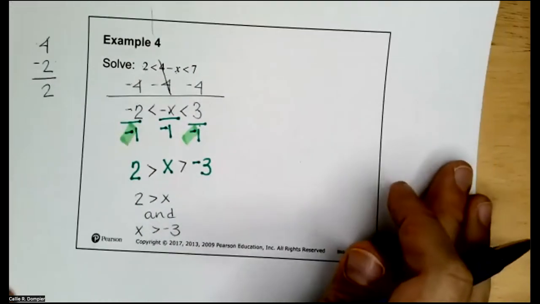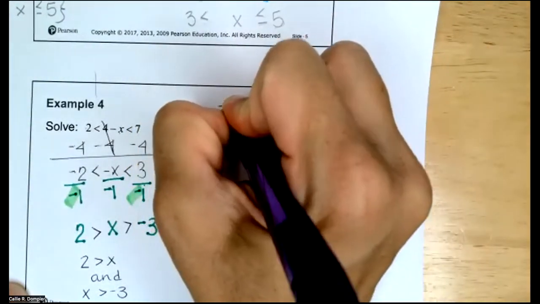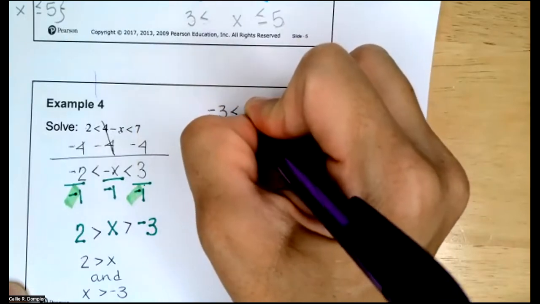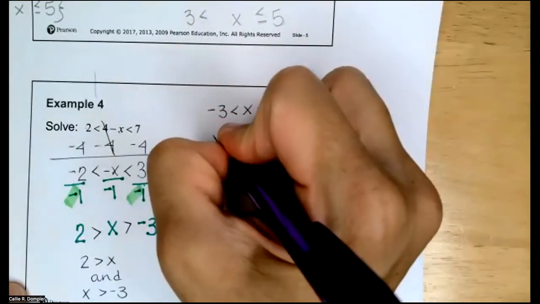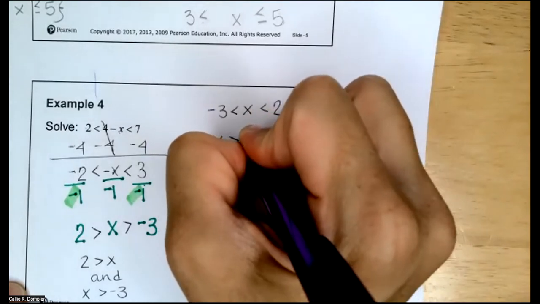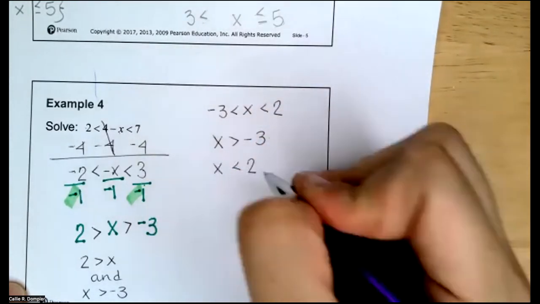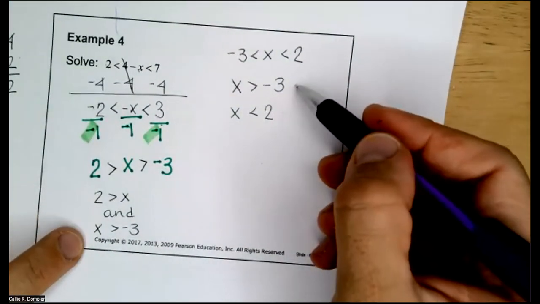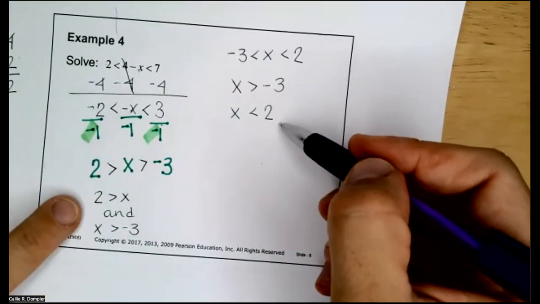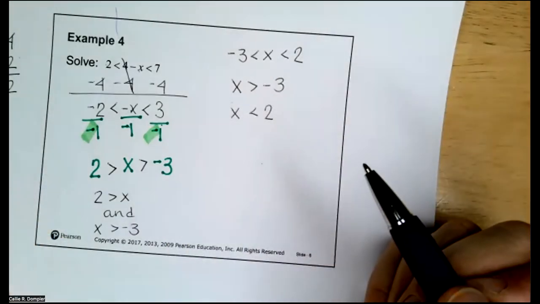But remember, I don't like it facing that direction, so you can also just flip it. -3 is less than x, and x is less than 2. So x is greater than -3, x is less than 2. Those are the same individual parts I had over here. It's just easier to read them when x is on the left.